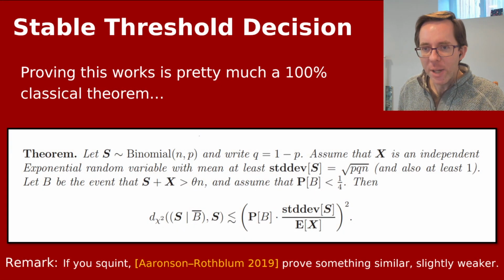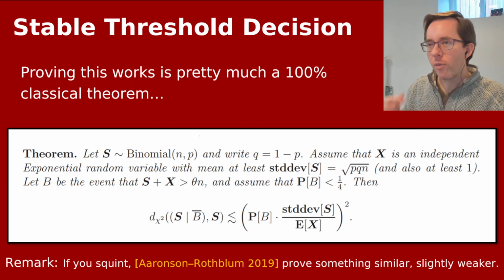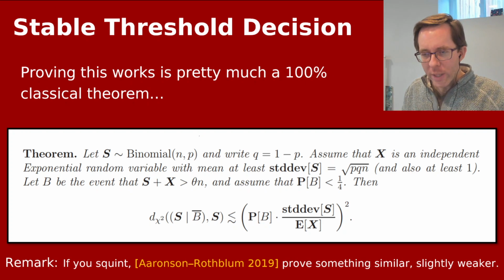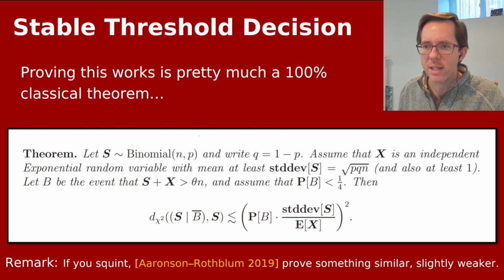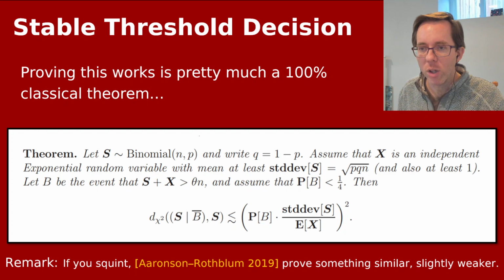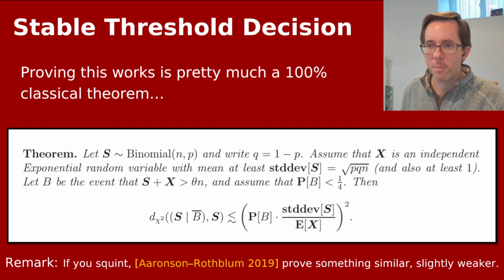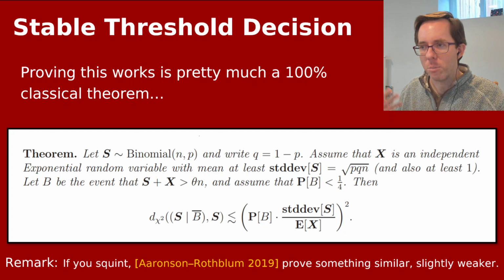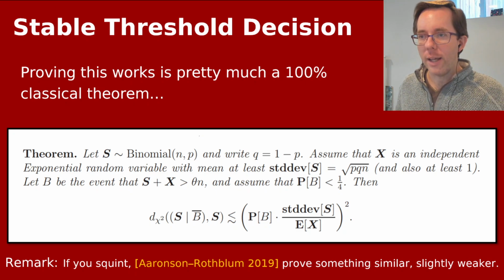I should mention also that, as I alluded to before, if you squint at the Aaronson-Rothblum paper, you can extract from it a theorem that's pretty much the same as this. It's a little bit weaker in a few ways, but the ways in which it's weaker don't affect how it gets used. So you can even extract the result you need, if you work hard, from the Aaronson-Rothblum paper. But I think the way we stated it and proved it is a lot cleaner and easier to understand.